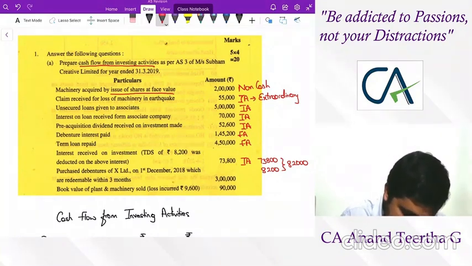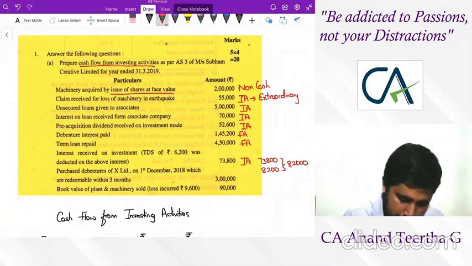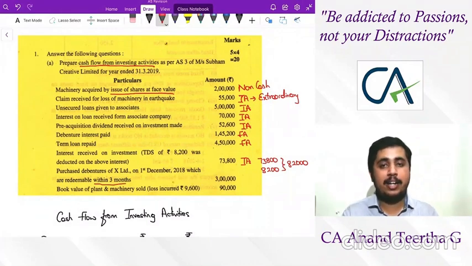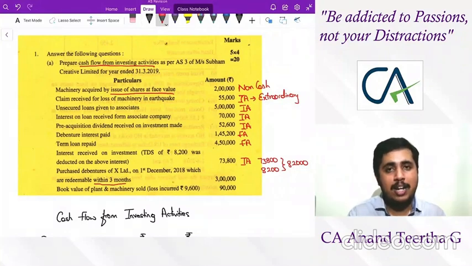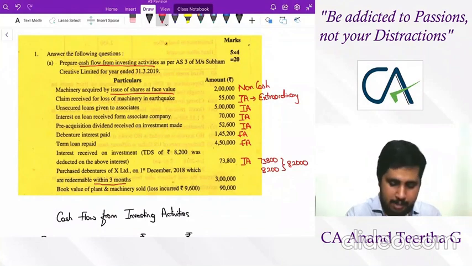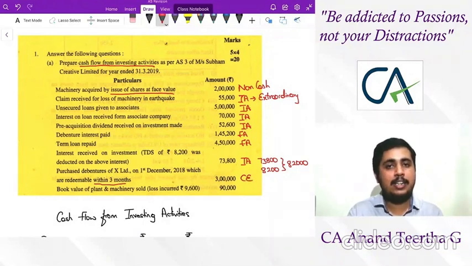Next, purchased debentures of X Limited on 1st December 18, which are redeemable within 3 months. Now, purchased debentures of X Limited is an investment, agreed, but they are redeemed within 3 months, short term. Redeemed, which means highly liquid. Then it should have less risk. Debentures normally don't have a risk. Shares have risk. Debentures normally don't have risk, which means this is a cash equivalent. If it's a cash equivalent, it doesn't come under any activity. It is directly analyzed as cash flow. So over there, it will be checked.